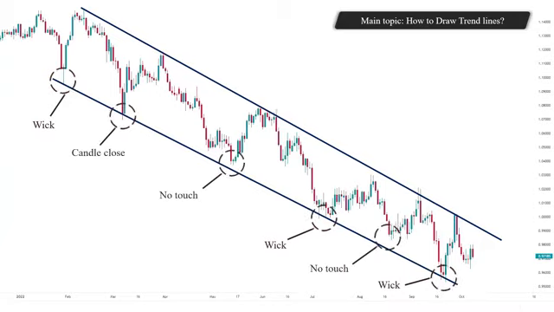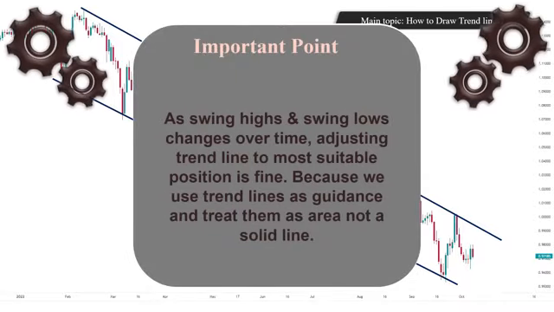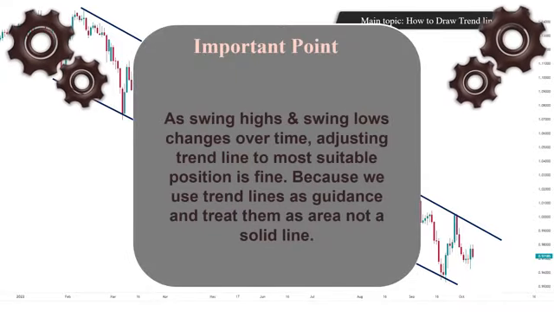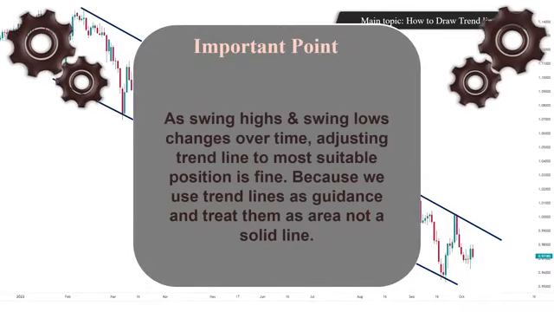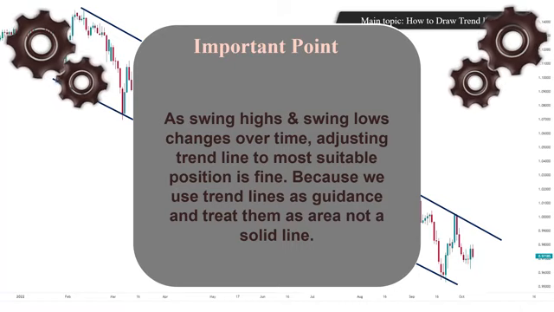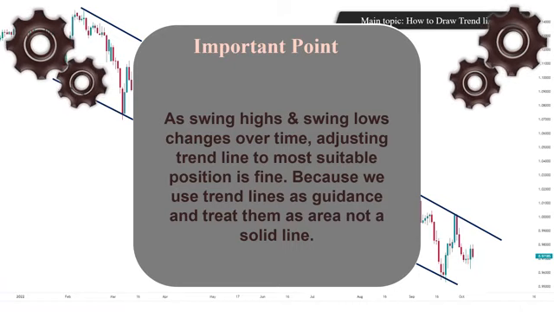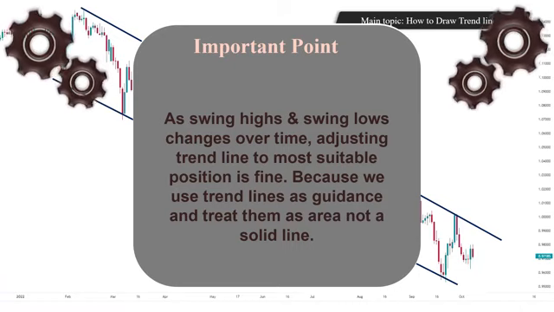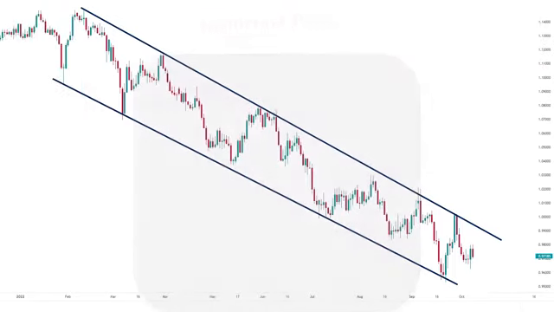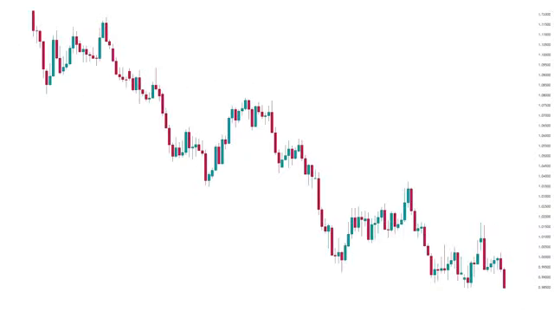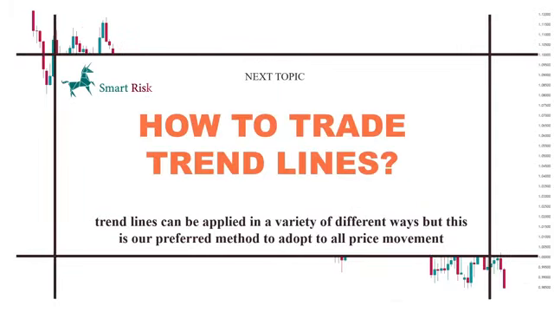So here comes an important point. As swing highs and swing lows change over time, adjusting the trend line to the most suitable position is fine. Because we use trend lines as guidance and treat them as an area, not a solid line. Now that you know what trend lines are and how to draw them, let's jump into the strategies of using them in combination with price action.